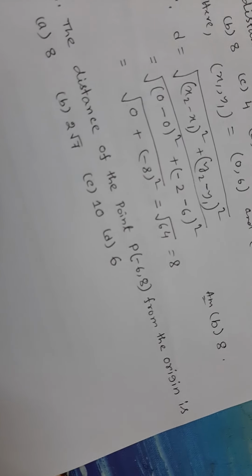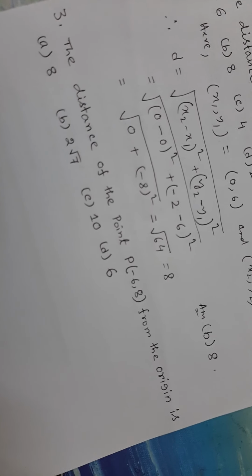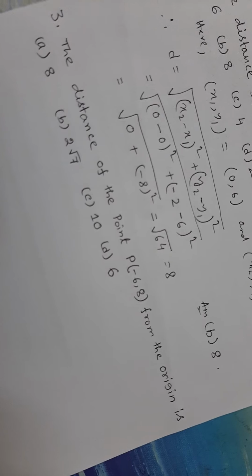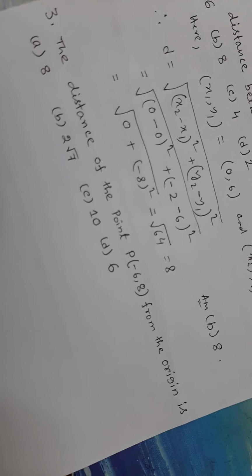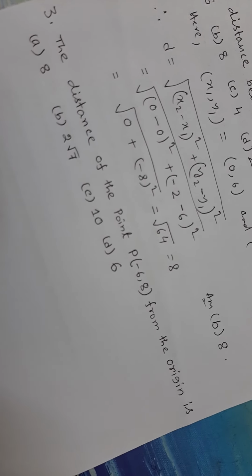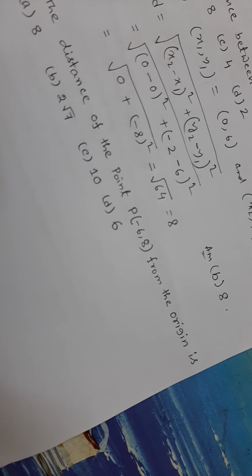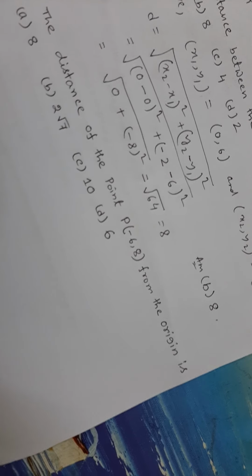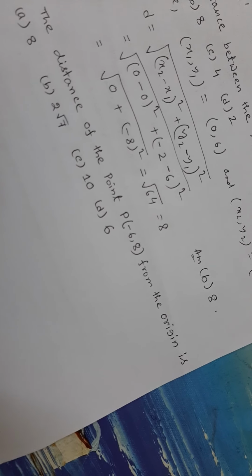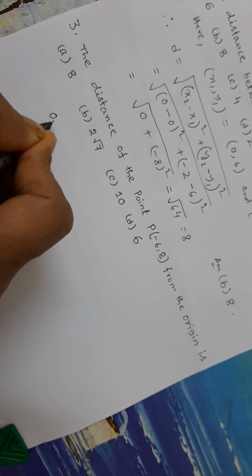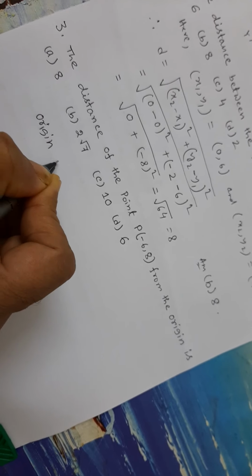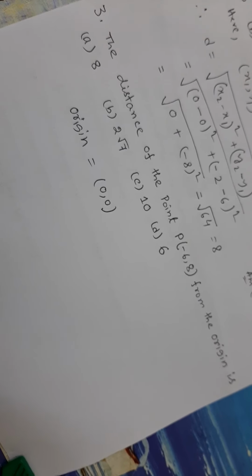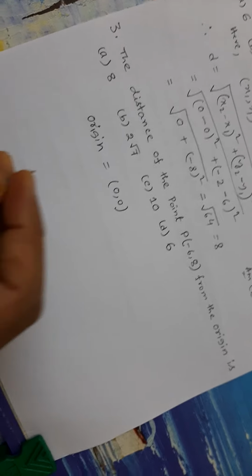Then question number 3. The distance of the point P(-6, 8) from the origin is: 8, 2 root 7, 10, and 6. One point is given, (-6, 8), and another point is the origin. Origin means we know (0, 0). The origin coordinate is (0, 0), that is the intersection point of the x-axis and y-axis.